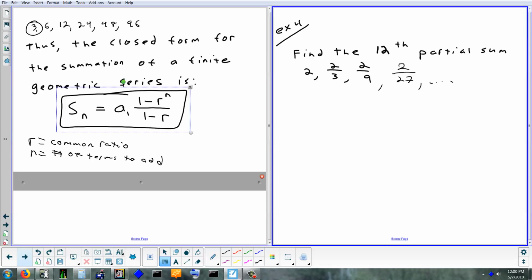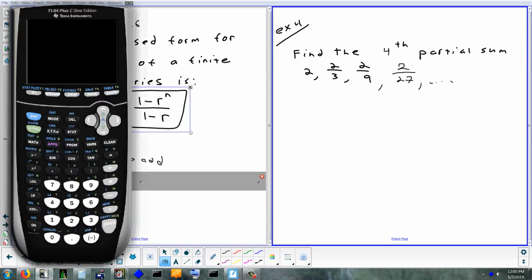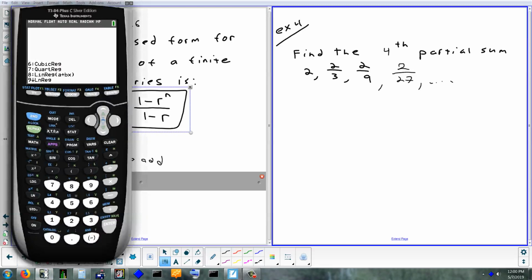Right? You know what, let's do one that we can actually check easily. Let's find the 4th partial sum. If you want to do 12th, I mean, it's just as easy. But I've got the first 4. Let's add them up real quick and just see what we get. So we get 2 plus 2/3 plus 2/9 plus 2/27. Now, if that's all they asked me to do is find the 4th partial sum, I mean, I did that in 10 seconds. I'm done.